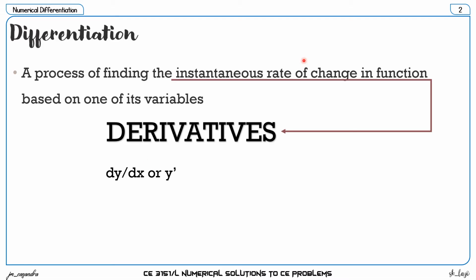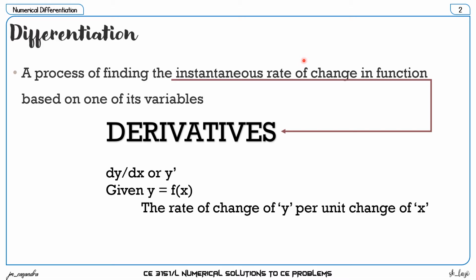So given a variable y, which is a function of x, if we take the rate of change of variable y per unit change of variable x, we can write dy over dx, which is the difference of y values divided by the difference of x values, or the change in our variables. And we can denote this as the slope of the given function.